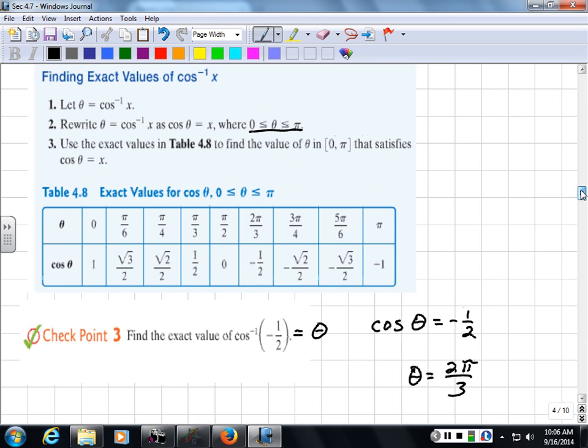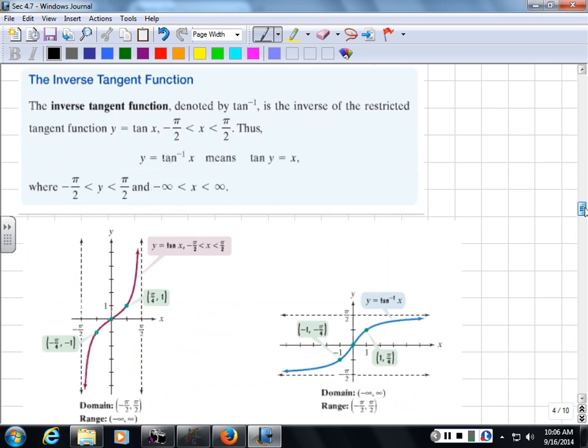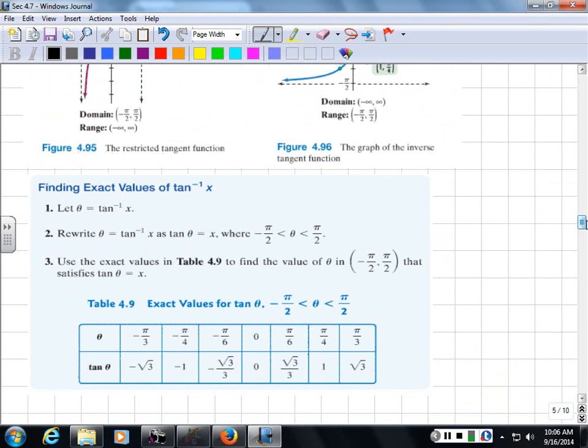On that one, the restriction is how you know it's not pi over 3, right? Exactly. All right? That's how we know. Okay, where was I? Oh yeah, I was right here. Finding exact values for the inverse tangent, or for tangent theta. Theta is going to be between negative pi over 3 to pi over 3. Tangent of theta will be from negative square root of 3 to square root of 3. Okay.